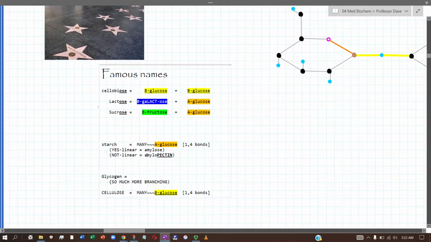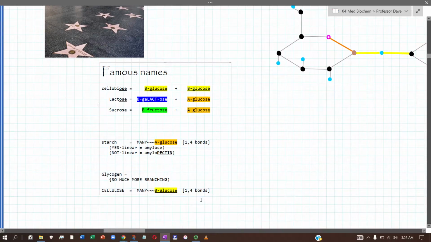That's the combination. So when it comes to starch, starch is made of many alpha glucoses put together, and they are put together with 1,4 glycosidic bonds. When it comes to glycogen, it's the same thing as starch, except that there's so much more branching. And when it comes to cellulose, it has many 1,4 glycosidic linkages between many beta glucose molecules.